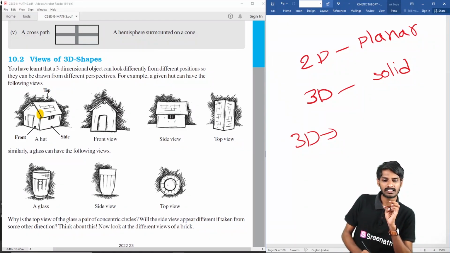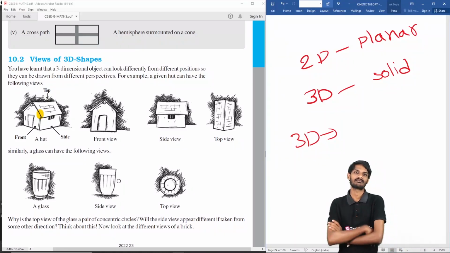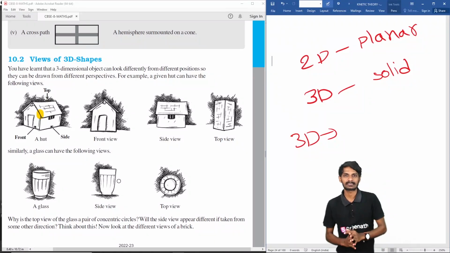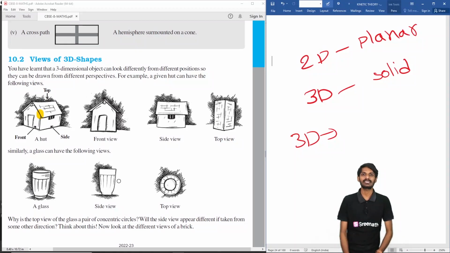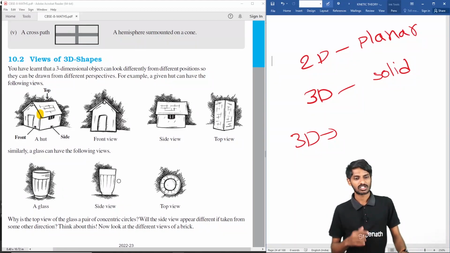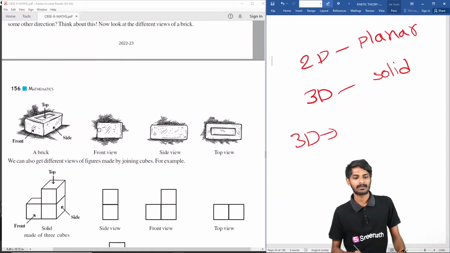Okay, and this is the glass, and it is the side view, and it is the top view. From the top view it looks like a circle, from the side view it looks like a cylinder. So when you view from different angles, you will get different viewing angles. Like that the shape will change. Okay students, shape will change.